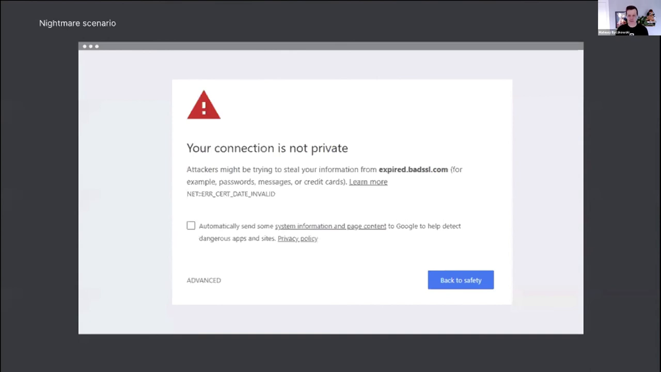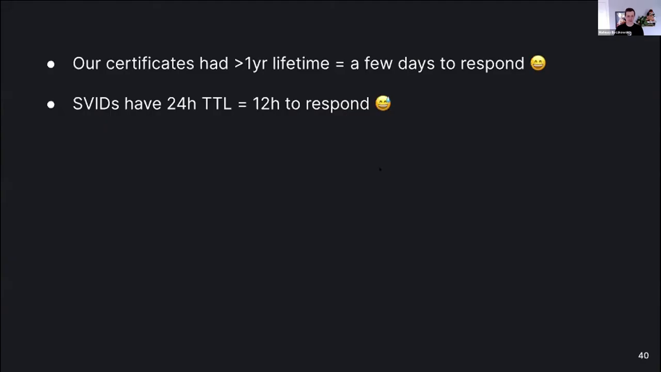Then short-lived certificates are great until they're not. This is probably a nightmare scenario you want to avoid. You don't want to get in a place where all your certificates expire, and you may not have a lot of time. And some of this is totally how Square did it. Our certificates had over a 1 year lifetime before the homegrown identity.